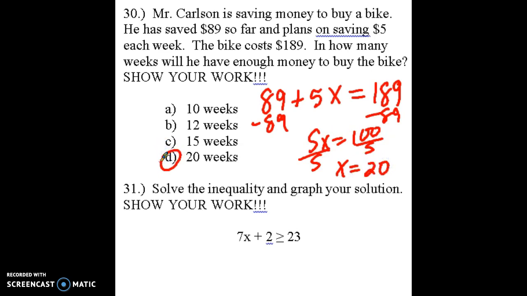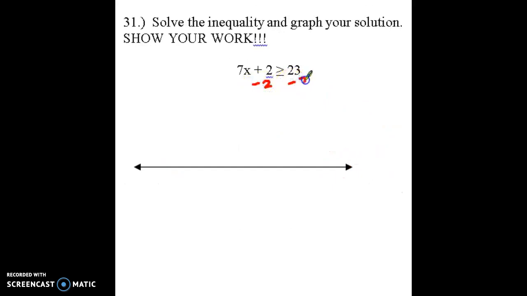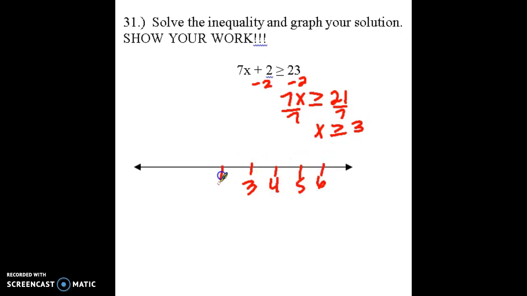20 weeks. Solve the inequality and graph your solution. Subtract 2 from both sides. Solving inequalities is just like solving equations. Divide by 7. X is greater than or equal to 3. So you put a closed circle on 3 because 3 is one of the options. 3 can be a solution. And then you shade everything that's bigger than 3.